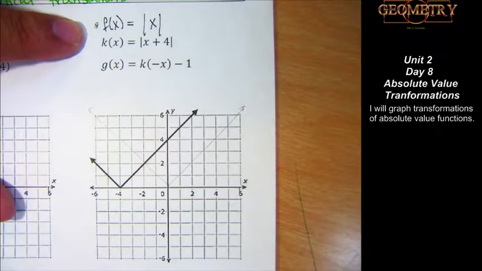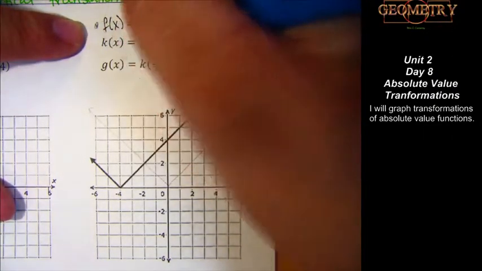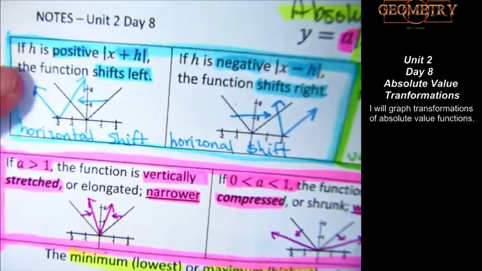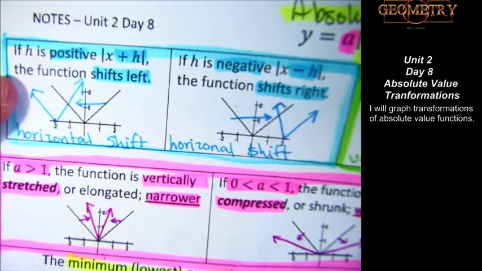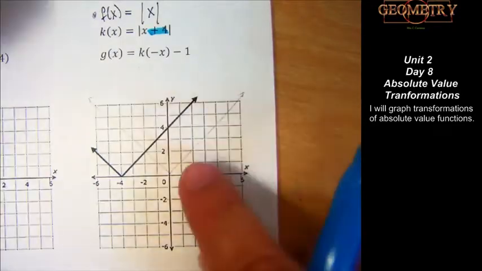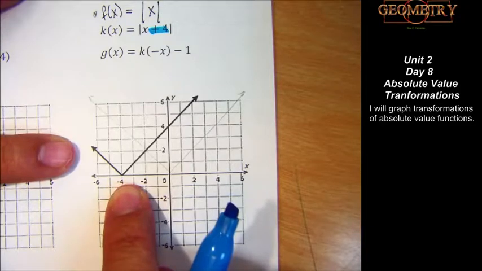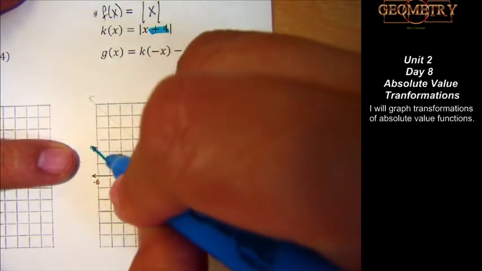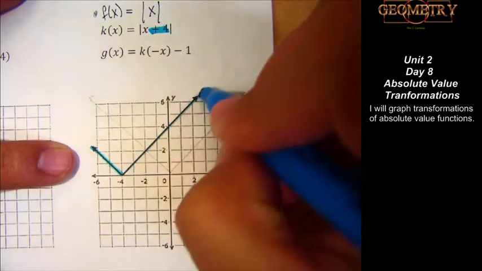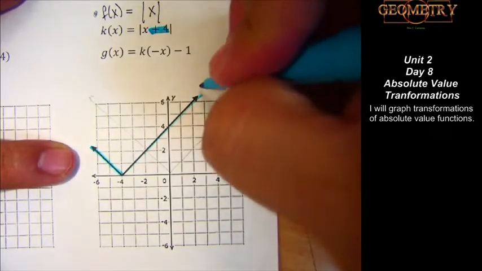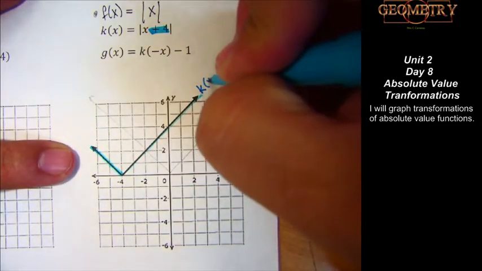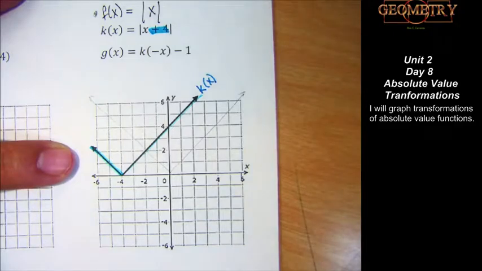And if I looked at this as some sort of slide, that would be this one from yesterday, it would shift 4 units to the left. And it shifted 4 to the left. 1, 2, 3, 4. There's the new one. So this function right here is our k of x. Okay? That's where we're starting. That's this one.